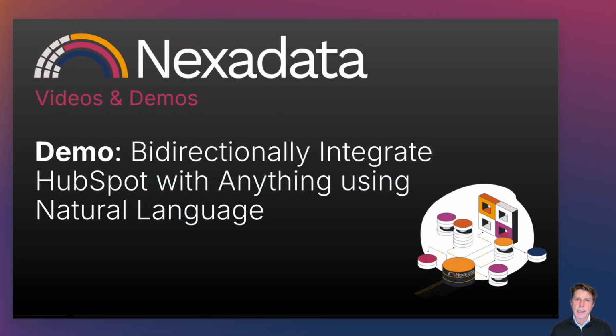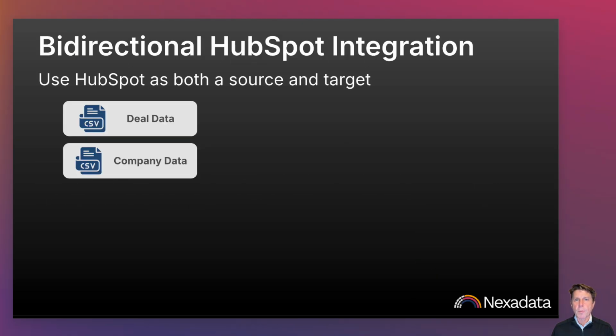Before we jump into the demo, I want to quickly walk through what you're about to see, so the flow is clear as we go. This example is focused on bidirectional HubSpot integration, showing how Nexadata keeps data aligned as it moves in and out of HubSpot. We start with sample deal data and company data, simple business data that exists outside of HubSpot. This represents the data teams already have and want to work with.